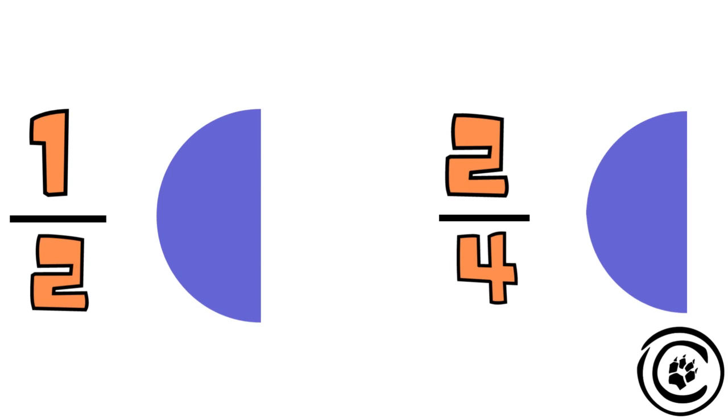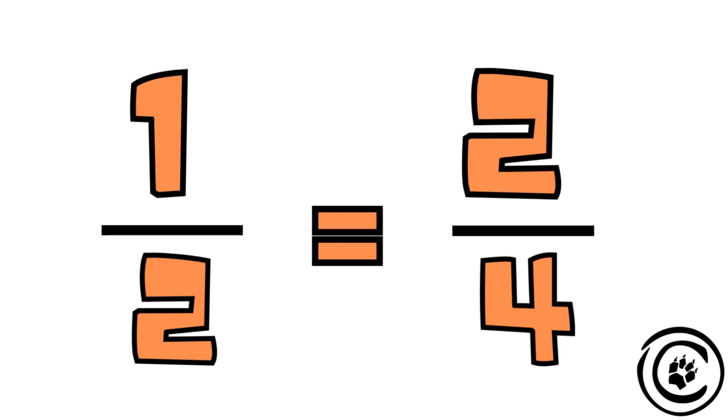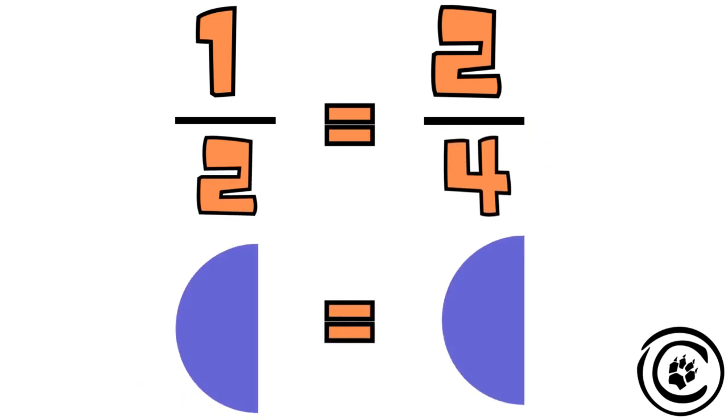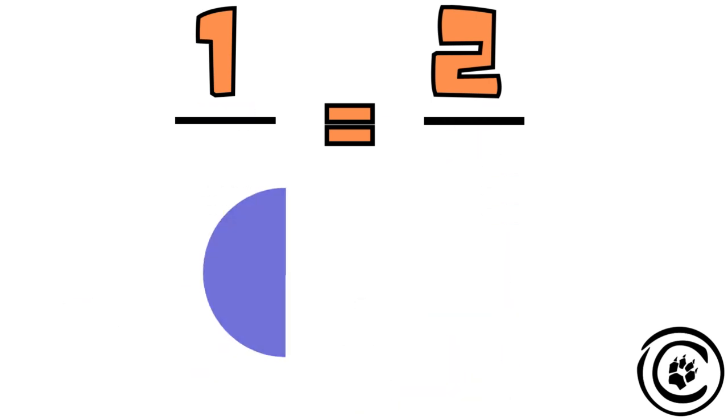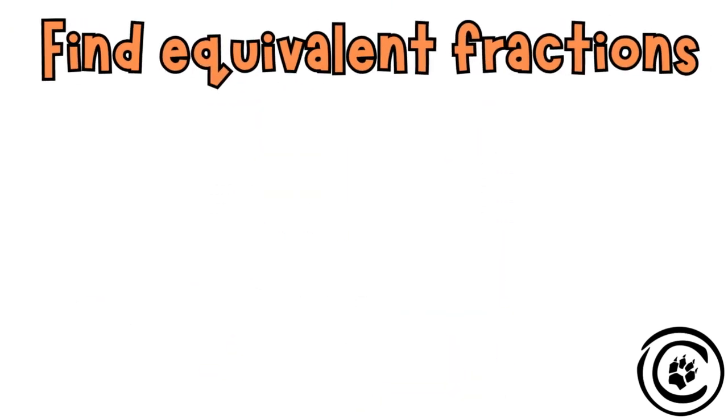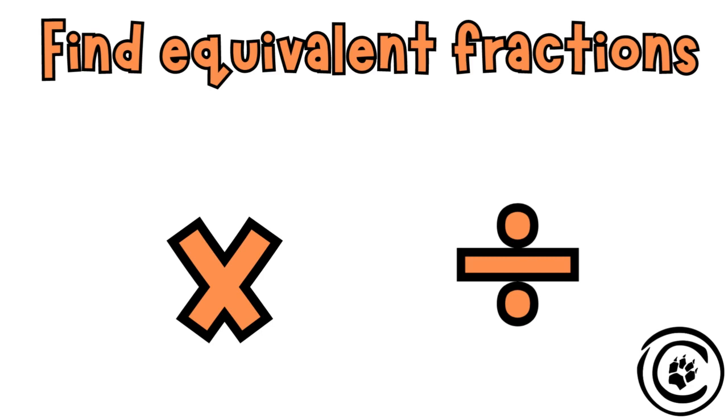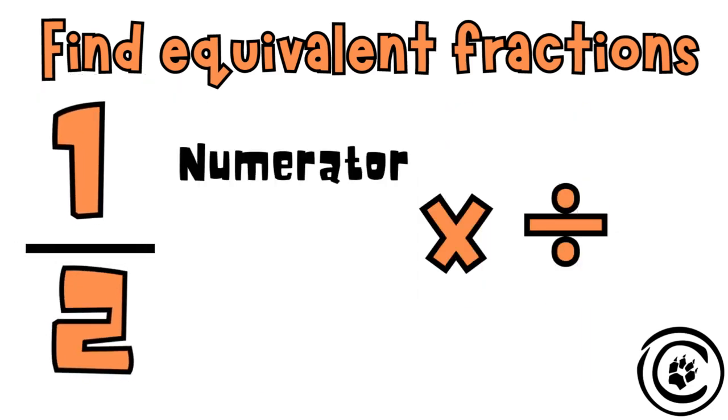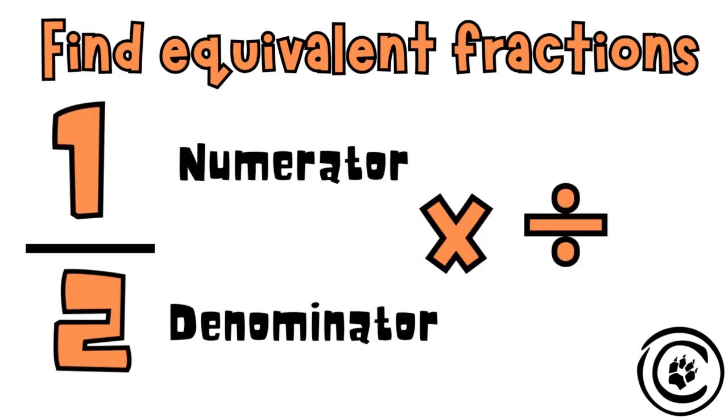So, 1/2 and 2/4 are equivalent fractions because they represent the same portion of the whole, even though the numbers in the fraction look different. To find equivalent fractions, you can multiply or divide both the numerator, the top number, and the denominator, which is the bottom number, of the fraction by the same number.